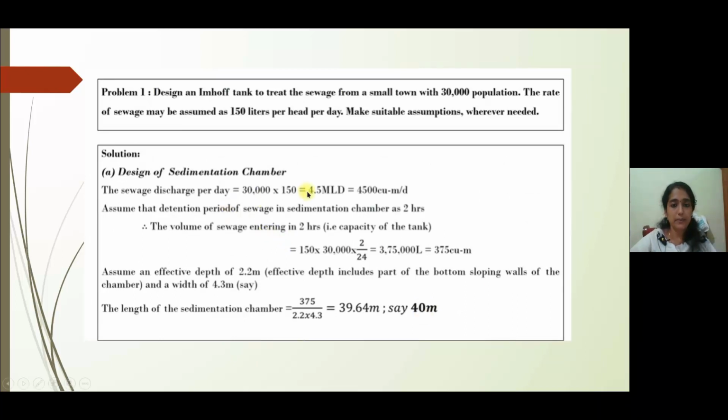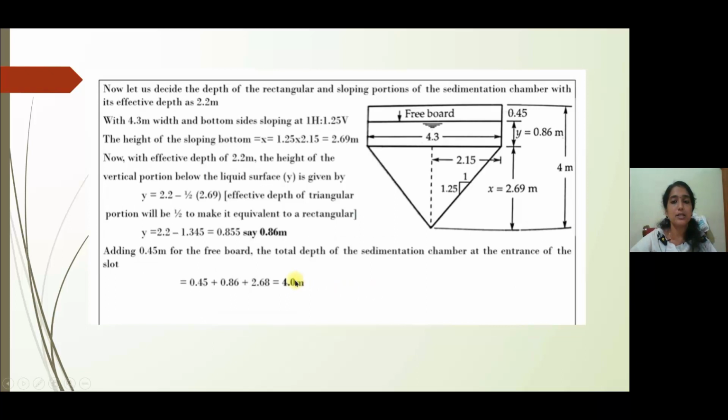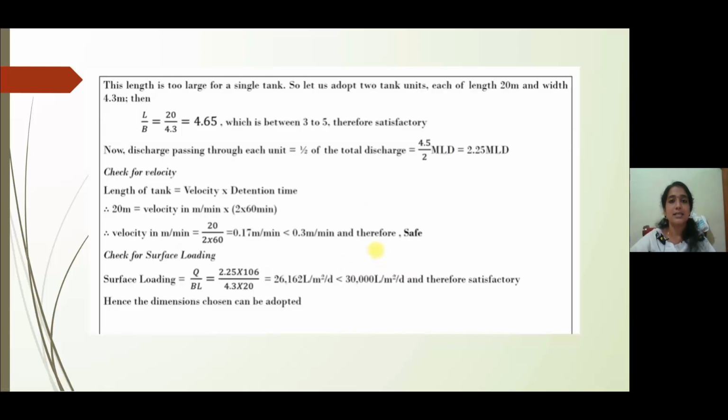That is, design of sedimentation chamber is as normal as that of a normal sedimentation chamber. A little confusion will be there in the case of this digestion chamber design. Please go through the design once more and do it yourself. Then only you can understand what the design is.